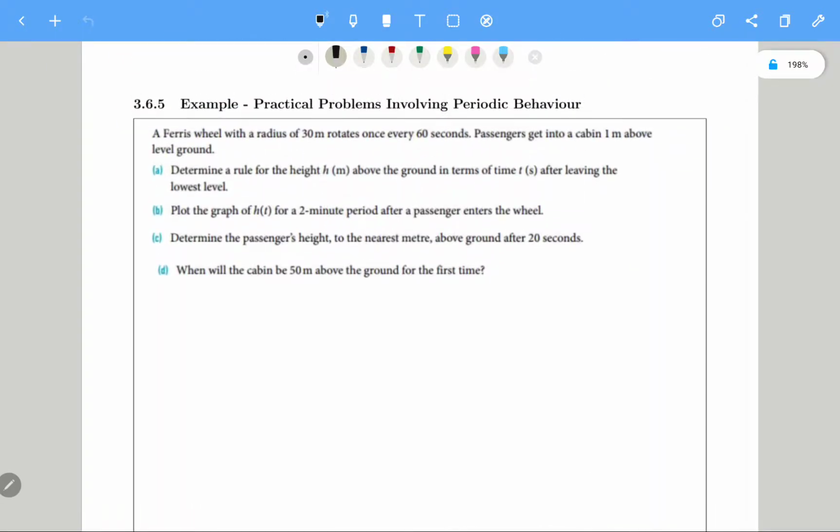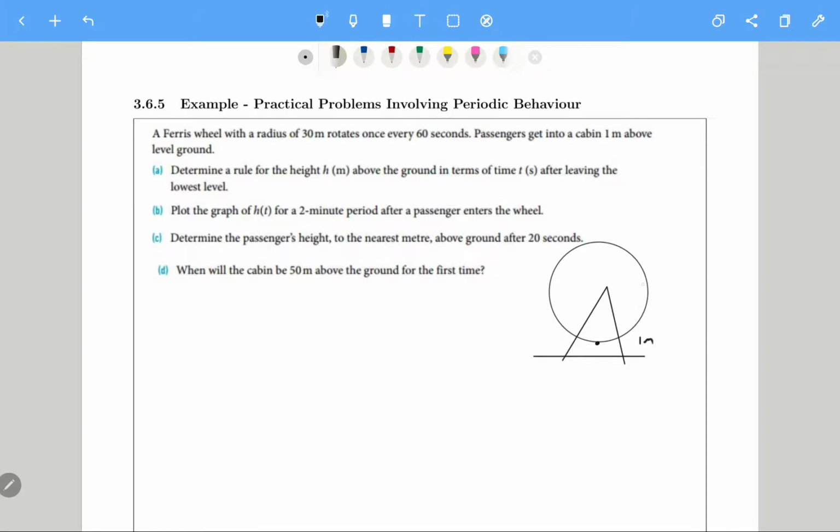So let's have a look at a question that involves a trigonometric function. A Ferris wheel with a radius of 30 meters rotates once every 60 seconds. Passengers get into a cabin 1 meter above level ground. Alright, let's draw a quick sketch. So to begin with, let's draw a little Ferris wheel. Right, and there's a cabin 1 meter above the ground.